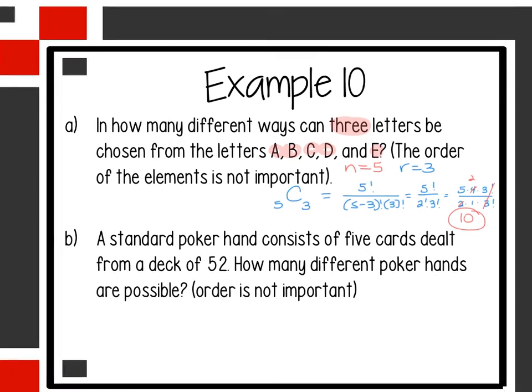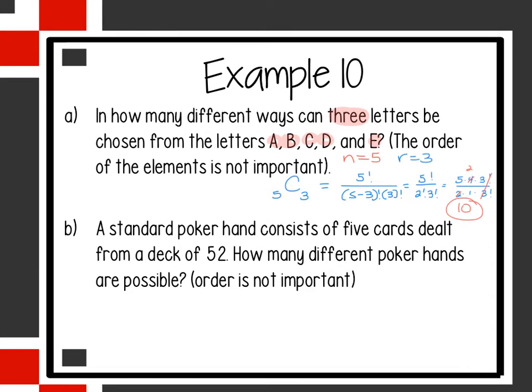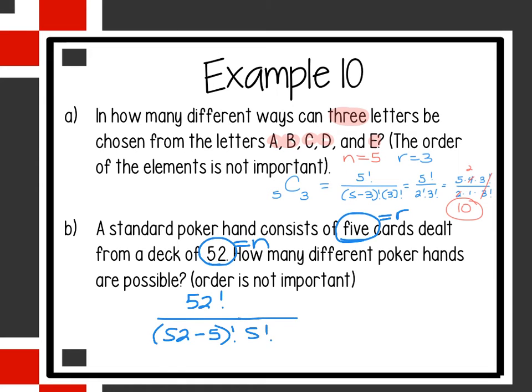B says a standard poker hand consists of 5 cards dealt from a deck of 52. How many different poker hands are possible where order is not important? If you think about holding out a poker hand in front of you, the actual physical order of the cards is not important. So if my set is 52, that means my N is 52. And I want to know how many combinations for 5 cards. That's your R. So 52 factorial over 52 minus 5 factorial times 5 factorial.